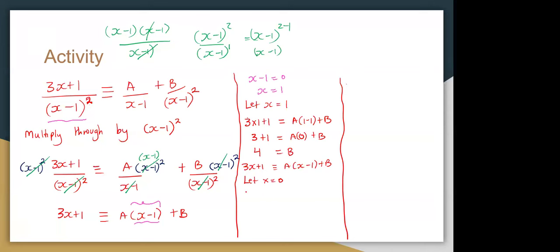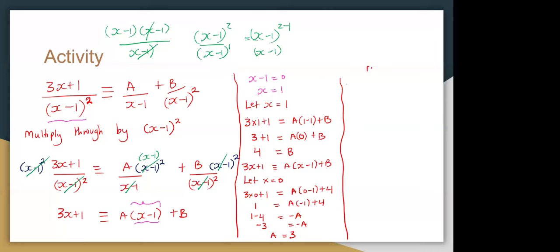So when x is equal to 0, I have 3 times 0 plus 1 equals a into 0 minus 1 plus b, which is 4. So I'll end up with 1 equaling a times negative 1 plus 4. So I'll have 1 minus 4 equaling negative a. So here I will remain with negative 3 is equal to negative a. And when I divide both sides, I'll have my a equals 3. So that is how you can approach it.